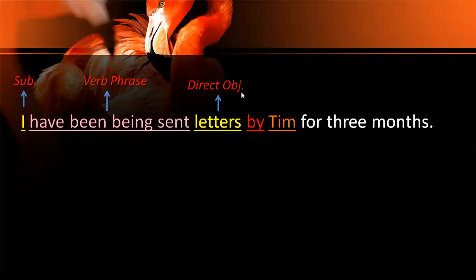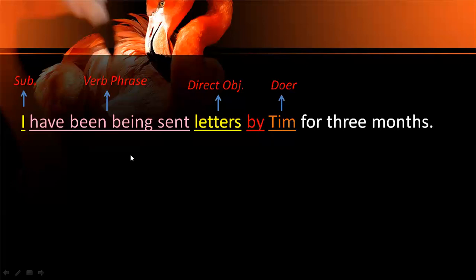letters is the direct object, Tim is the doer, which tells us that I was originally an indirect object. So if we ask ourselves this question, whom has Tim been sending letters? It is me. So this sentence tells us that there used to be two original objects, letters as a direct object and I as an indirect object.